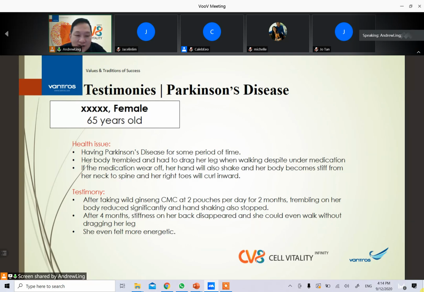But after taking the wild ginseng CMC at 2 pouches per day for 2 months, the trembling on the body reduced significantly, and her hand shaking also stopped. After 4 months, she no longer had the stiffness on her back, and she could even walk without dragging her leg. At the same time, she feels more energetic now.